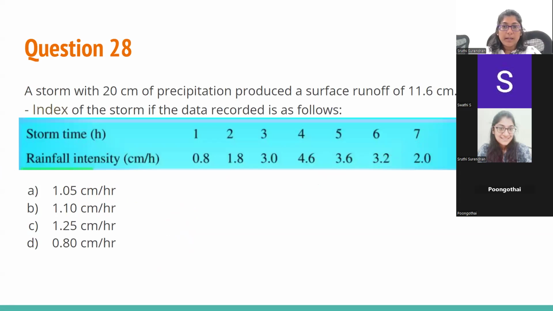Now here is a problem again to find out the phi index. Like how we had done earlier, please do this problem. You know the formula of phi index, it is (P minus R) by T. Please find out the answer and post your answers in the chat box.